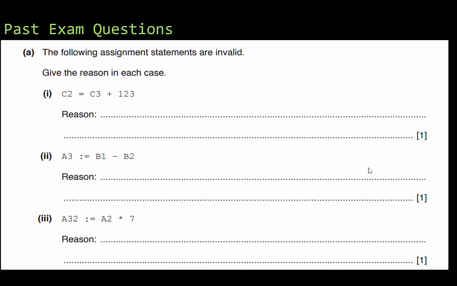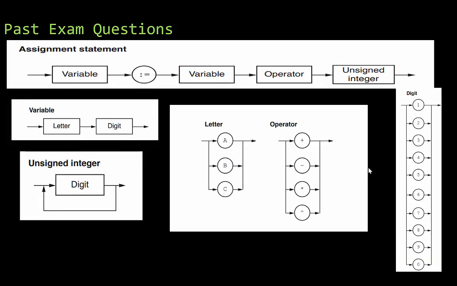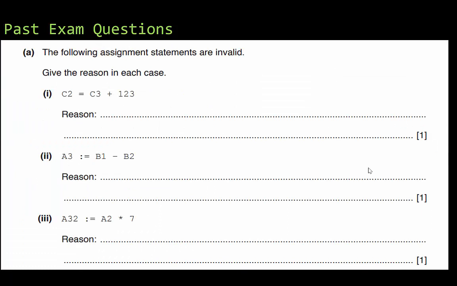So here are 3 questions. The following assignment statements are invalid. Give the reason in each case. If you'd like to give these a try, you can look back at this slide right here for the rules. But these are the 3 questions. Go ahead and pause here and give this a go. Okay, you have given it a try.